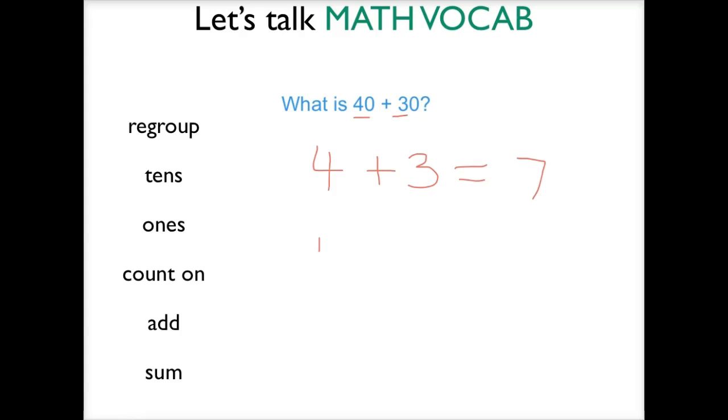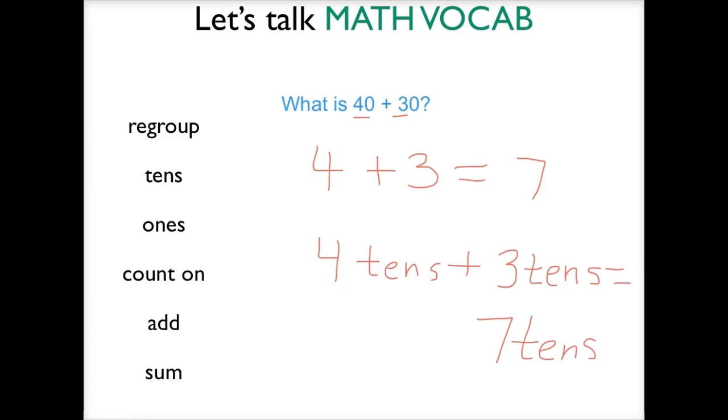Now think 4 tens plus 3 tens. 4 tens plus 3 tens is equal to 7 tens. So 40 plus 30 is equal to 70.